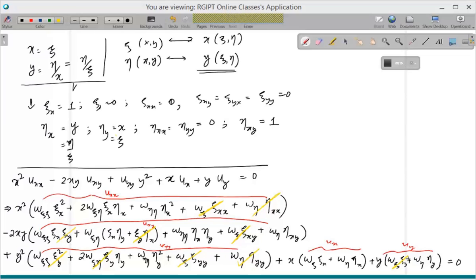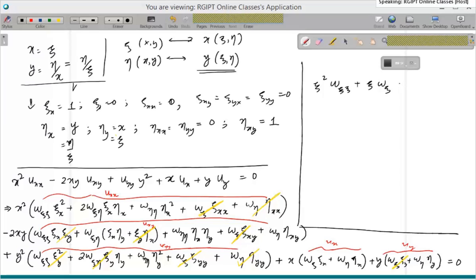please do that yourself. Okay, so now simplify this entire expression. I'm going to give you the final expression here. Okay. The final expression looks like a very simple form, zeta square W zeta zeta plus zeta W zeta. That is the form we are going to get. Okay. So this is a much simpler canonical form. Please check. This is what you get.